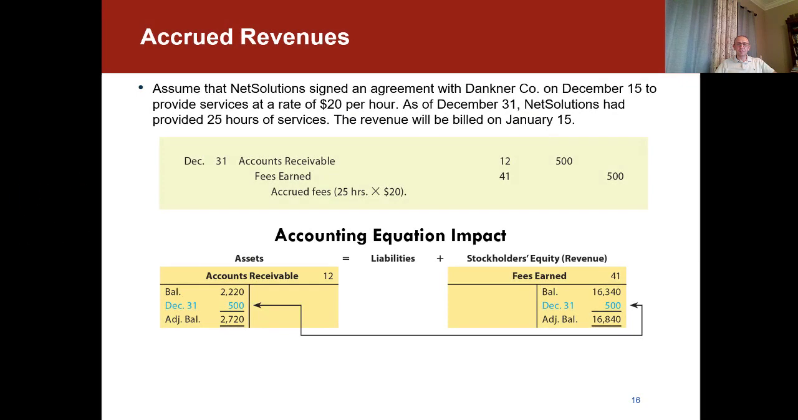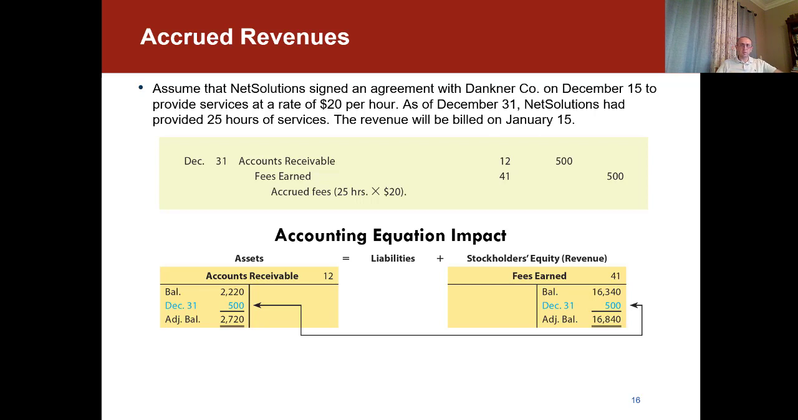Hello everyone. In this video I'm going to continue my discussion about adjusting entries. And we're going to see some examples of the 4 different types of adjusting entries plus the depreciation. So the first thing that we're going to start with is accrued revenues. And let's see this example.